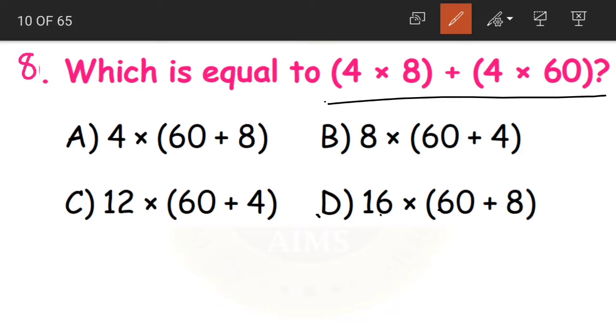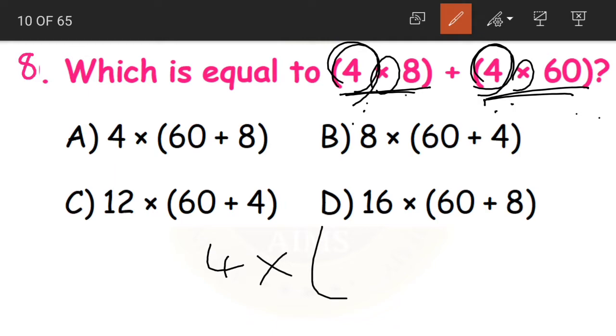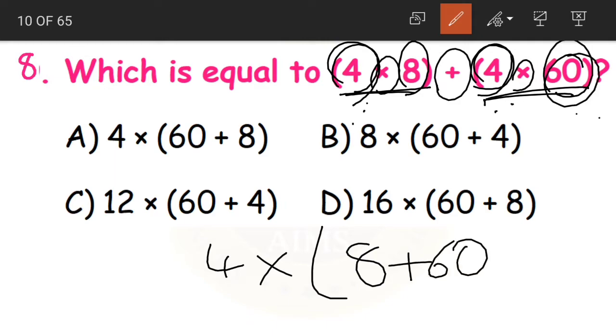Now if you remember this 4 into 8 plus 4 into 60, this is our distributive property. 4 is common here in both. In both of these brackets, what is common? 4. So 4 will be written outside. After 4 we are having the into sign. Then brackets open. 8. Then the plus sign. Then 60. Clear, children?